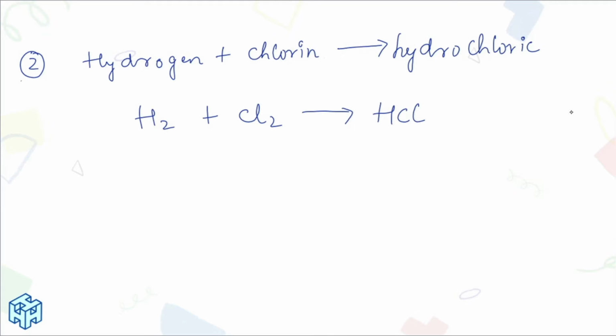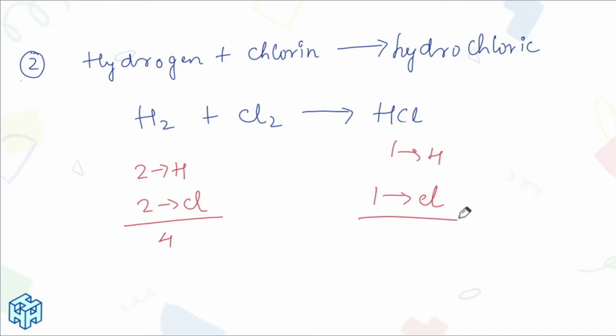Okay, let me just clear this point. HCl. Is it balanced? Let us count that. Here 2 hydrogen, 2 chlorine atoms. Here 1 hydrogen, 1 chlorine atom. Sir, whether it's balanced? The total here is 4, the total here is 2. It's not equal. It's an unbalanced equation.